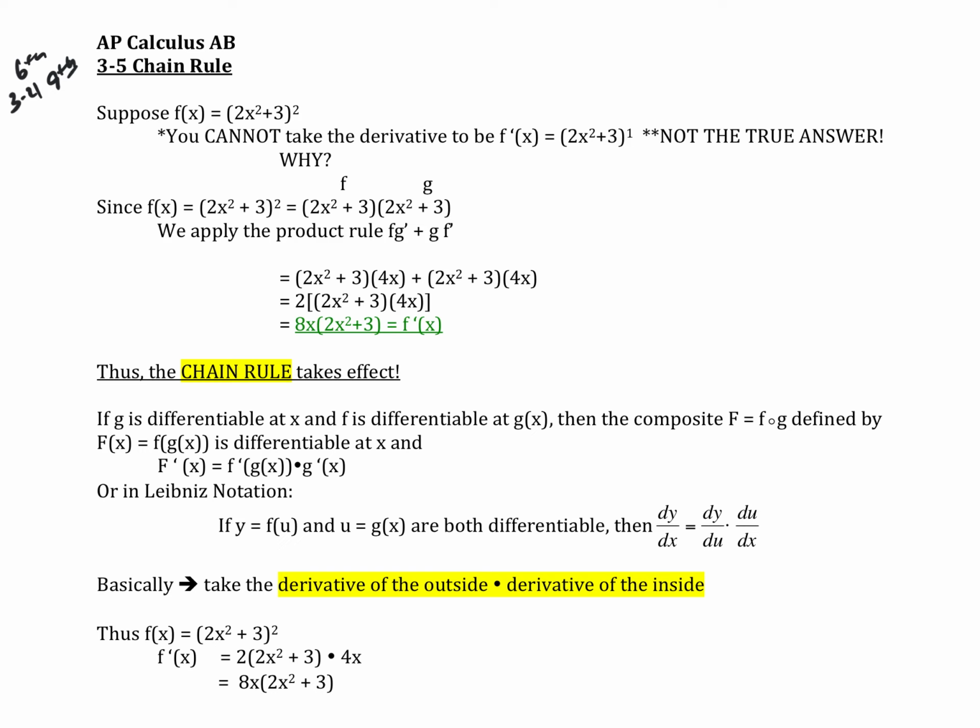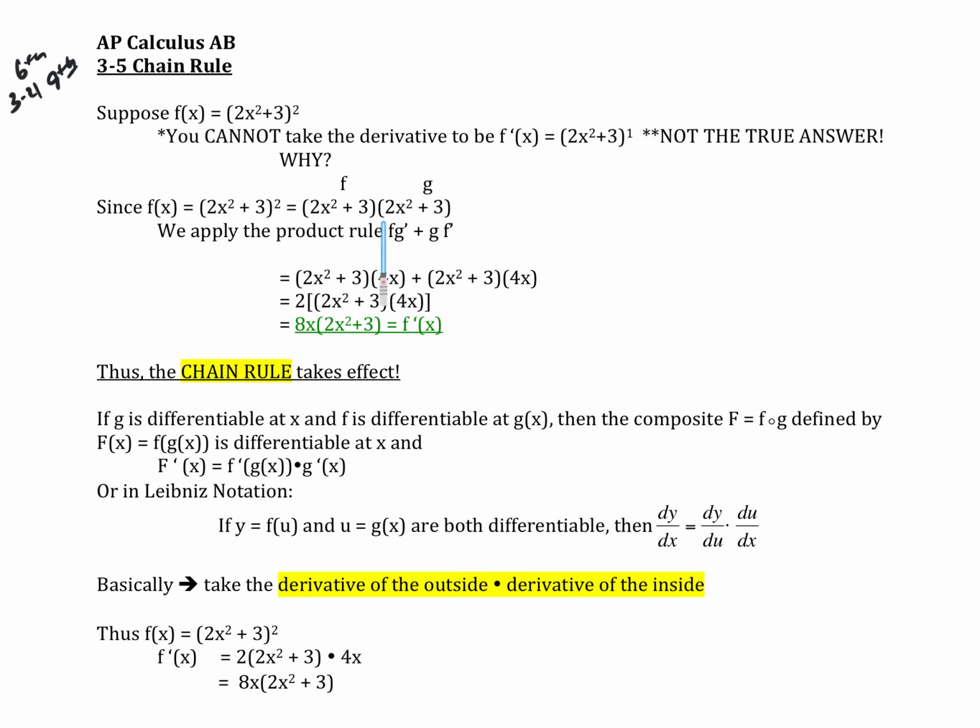But suppose we had something like this, where this time, imagine if I had this equation, (2x squared plus 3) to the second power. And you can't take the derivative to be this. You can't do that. This is not the right answer, and here's why.